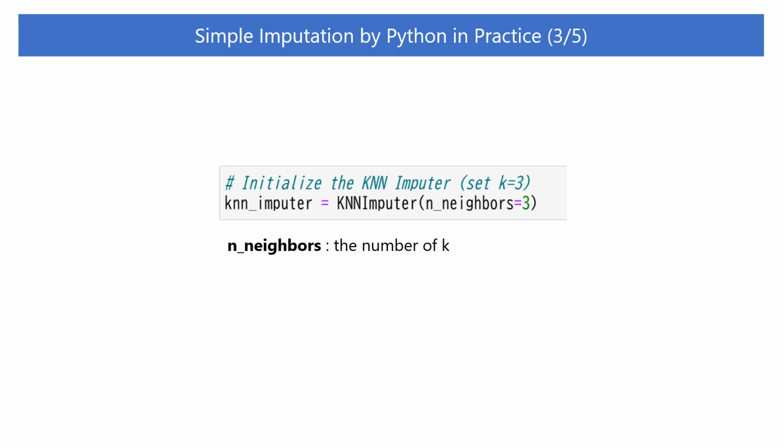Next, initialize the KNN imputer. The default setting is k equals 5. So, here, we specified k equals 3. Set k to 3 with n_neighbors equals 3. Please note the name of the argument. It is n_neighbors, not k. Store the initialized KNN imputer in a variable called knn_imputer.